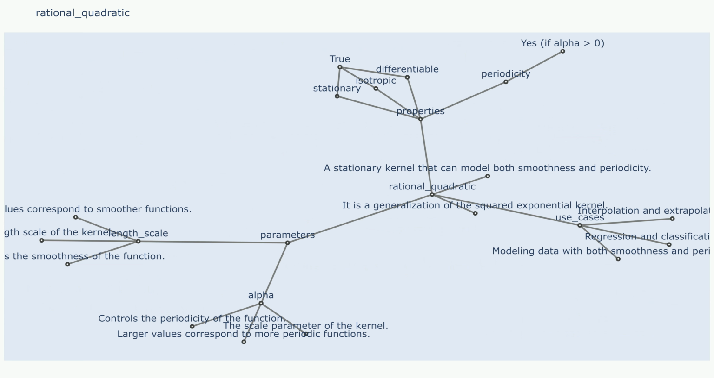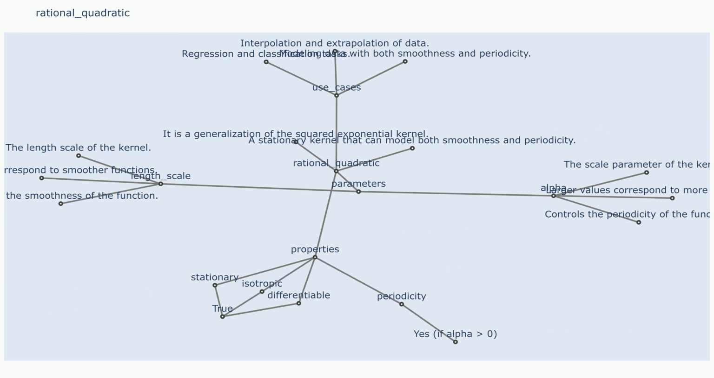1. Length scale. This parameter dictates the typical length scale of the function's variations. A smaller length scale indicates rapid fluctuations in the function, while a larger length scale suggests smoother transitions. It's a positive value. 2. Alpha. This parameter controls the relative contribution of different length scales in the kernel. It represents the power of the kernel.